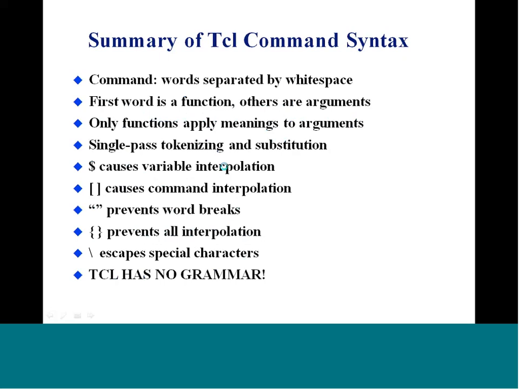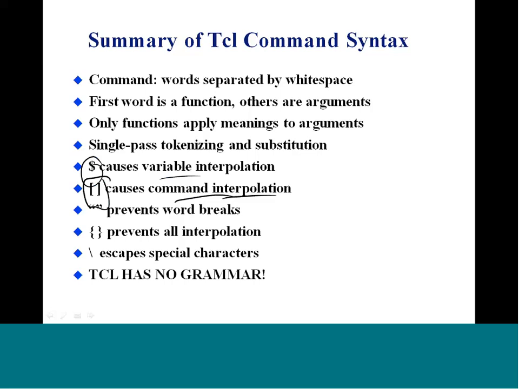So in Tcl, what we learnt was that commands are words separated by white space, as shown here. The first word is a function and all the others are arguments. Only the function applies meaning to those arguments, and it is always a single pass of tokenizing and substitution. The substitution can take two forms: variable substitution and command substitution. The dollar causes variable substitution, or variable interpolation, and the square brackets cause command substitution, or command interpolation.